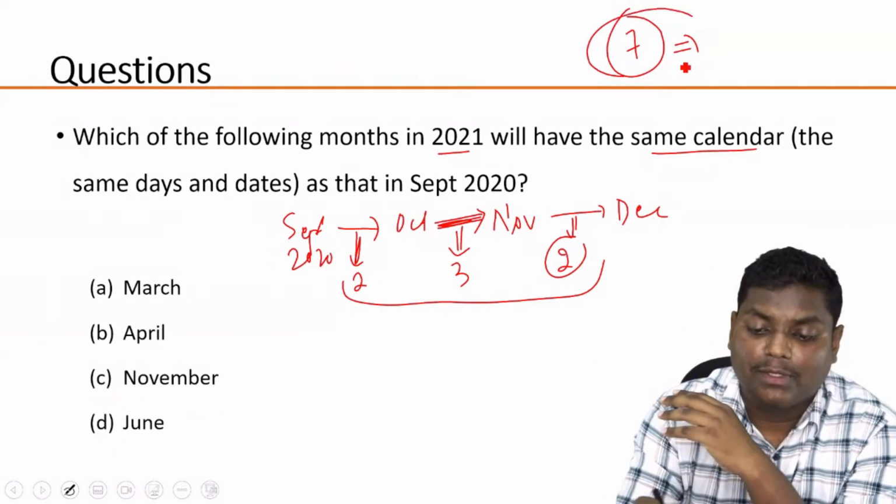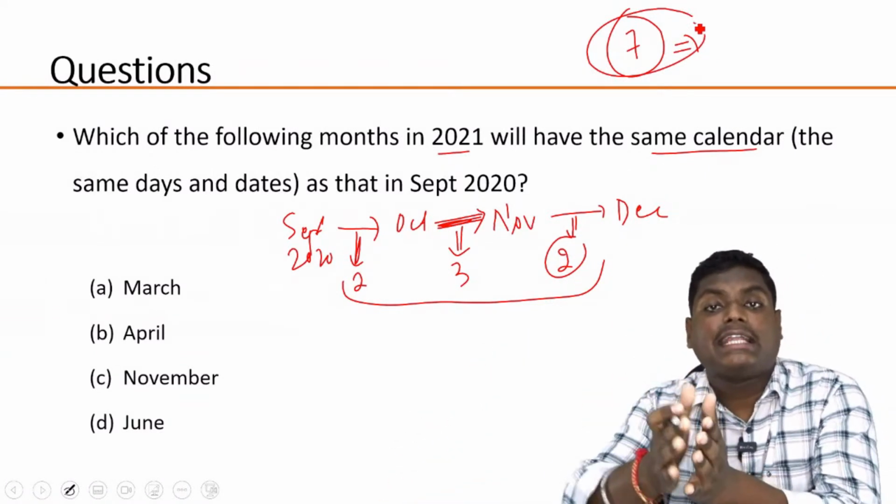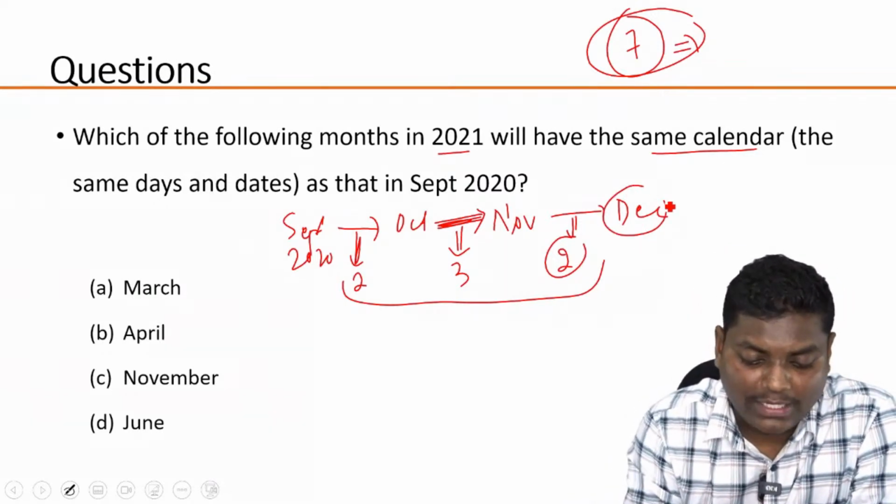That's the logic. Whenever it is divisible by 7, we can have a complete week, so the same exact date can match. That is the concept that we're looking at. Now, in December, we are also getting 7.